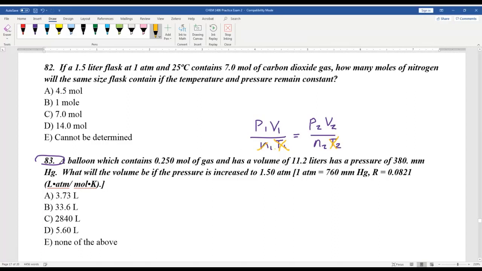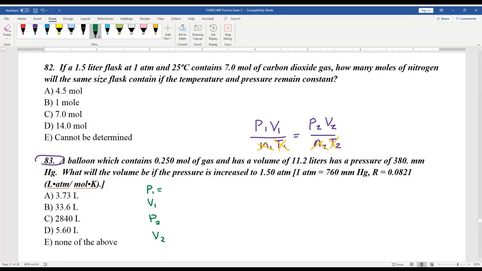It's a little tricky because it tells you the number of moles, but it doesn't say the number of moles changes. All it says is that there's 0.250 moles of gas in the balloon and the pressure has changed. So it turns out this is Boyle's law. P1V1 is equal to P2V2. What I recommend is listing out your variables. So I list out my P1, my initial pressure, and V1, my initial volume. P2 is my final pressure, and V2 is my final volume.